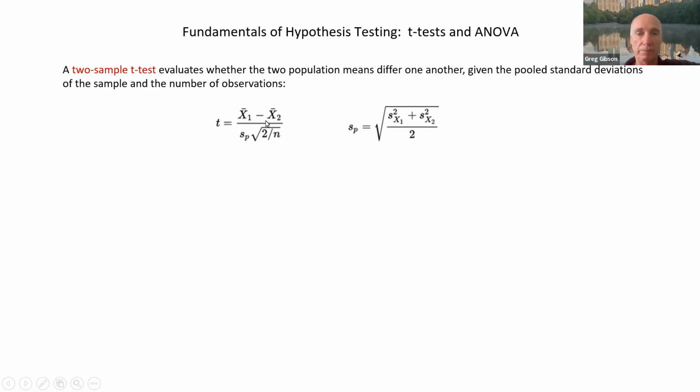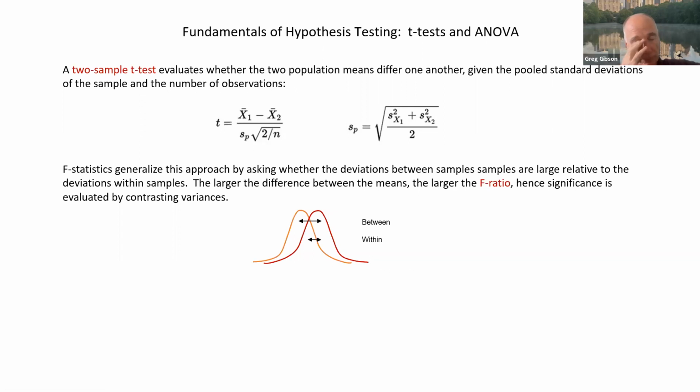And so there's the actual t-test computation. And then generalizing that out to F statistics, what we're doing is asking whether the deviations between the samples are large relative to deviations within those. So basically, if this is a distribution of gene expression levels among replicates within one treatment group in the orange, and then this is a distribution on the right.